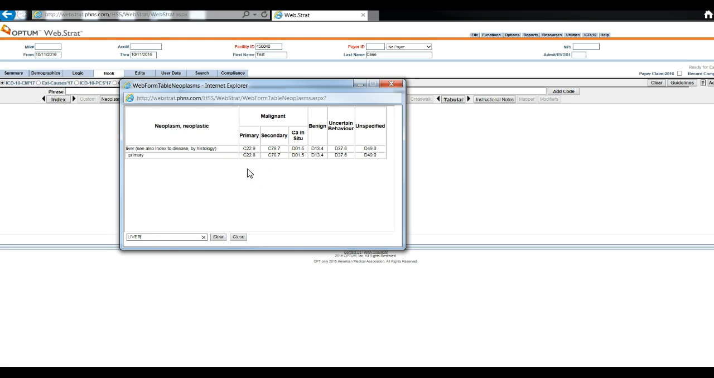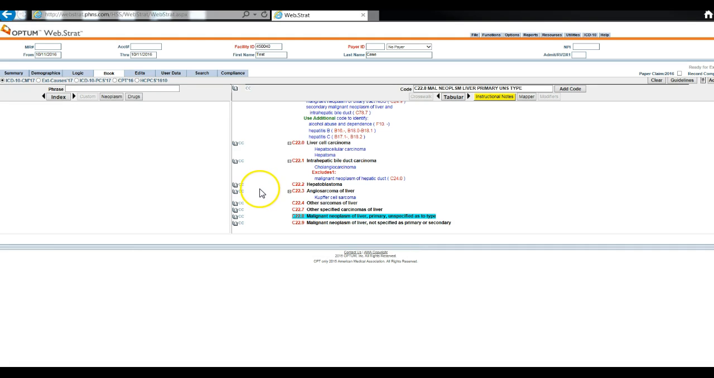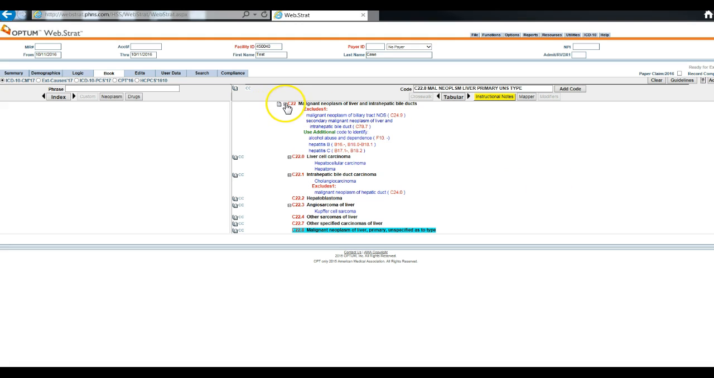Any other growths that become cancerous on this person's body from this day forward will always be coded from the secondary, and liver will always be coded from the primary. We have cancer in situ, which was not mentioned. We have benign, uncertain behavior, and unspecified. The provider gave us, or the pathologist told us, that the cancer is primary. And we have a 3-digit category of C22, which represents malignant neoplasm of the liver and intrahepatic bile ducts.